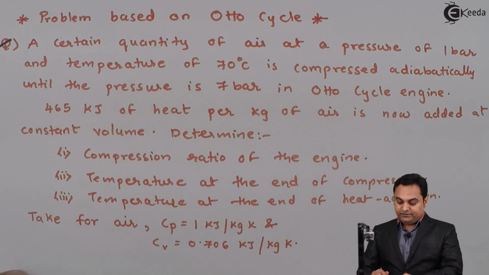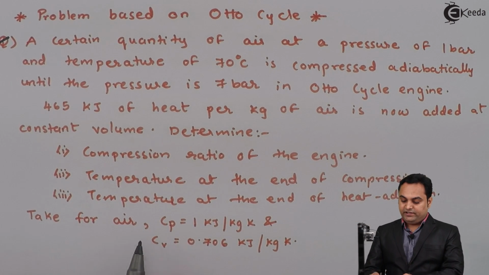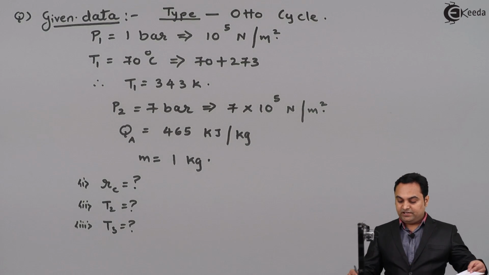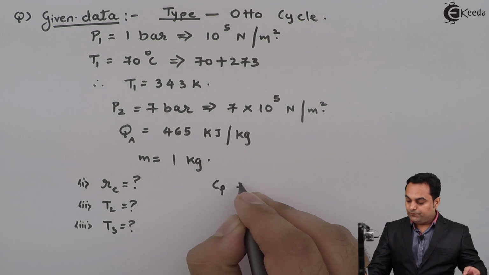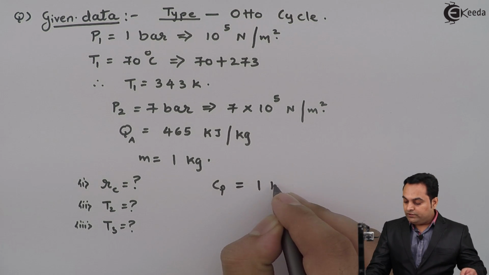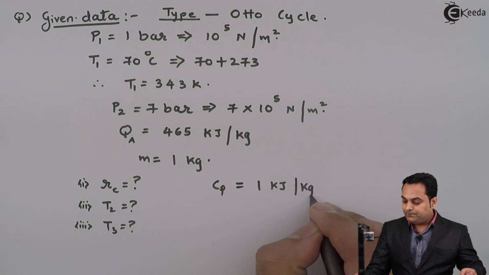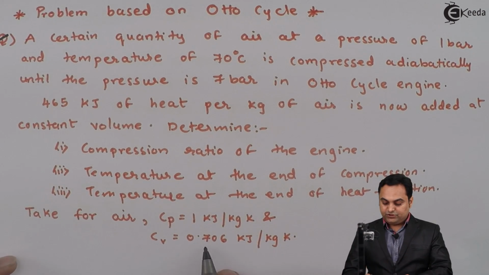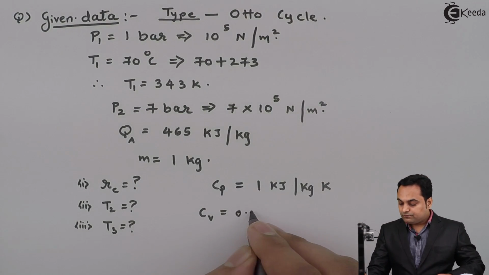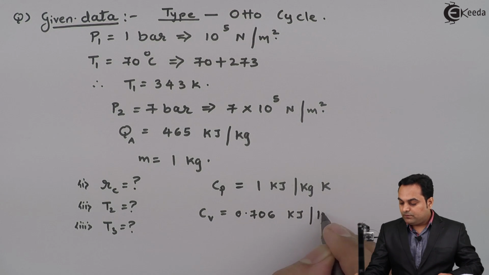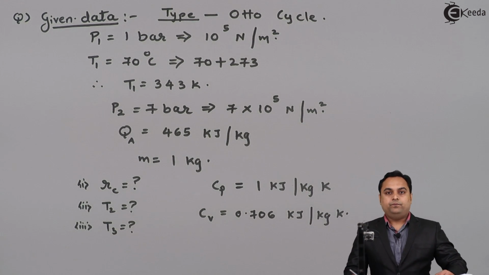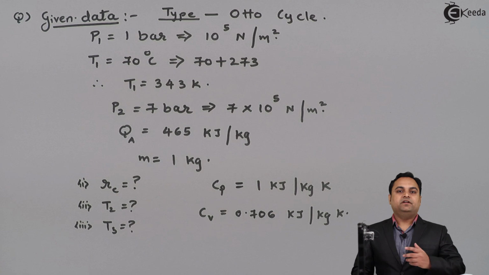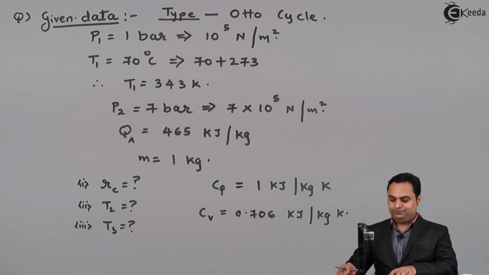Next, take for air, some values are given for air. Cp, that is specific heat at constant pressure, is 1 kilojoule per kg Kelvin. So Cp is equal to, we have to take for air 1 kilojoule per kg Kelvin, and Cv, specific heat at constant volume, that is 0.706 kilojoule per kg Kelvin. Now with the data available to us and we have understood what are the unknowns to be calculated, let us try to get the solution to this problem.